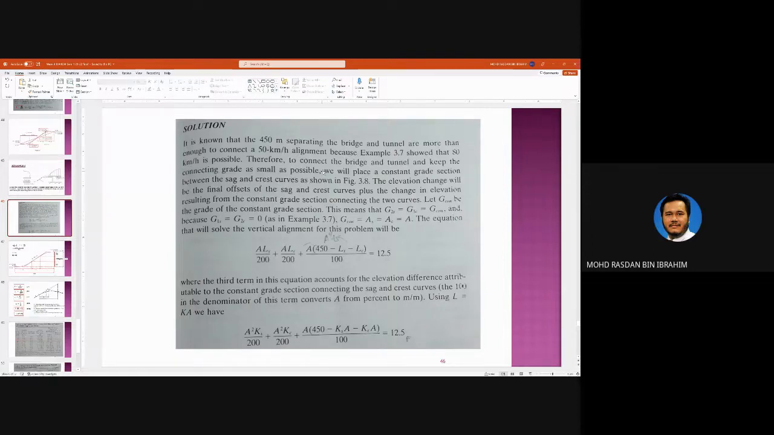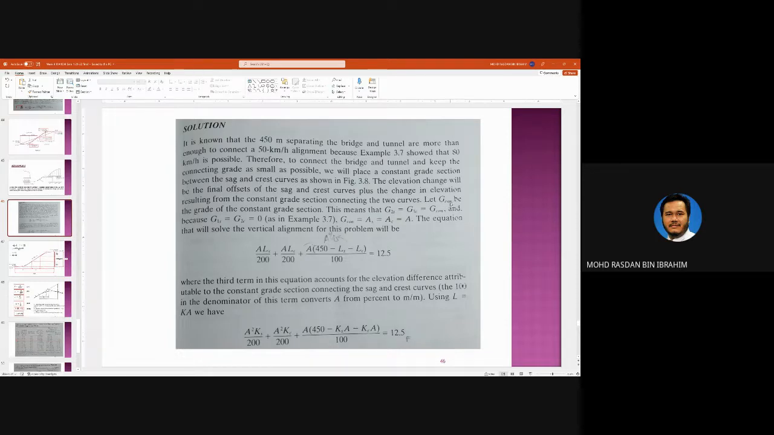We need to place the smallest gradient possible between the sag and the crest curve. The elevation change will be the final offset of the sag and crest curve. Okay, never mind, we will see later.